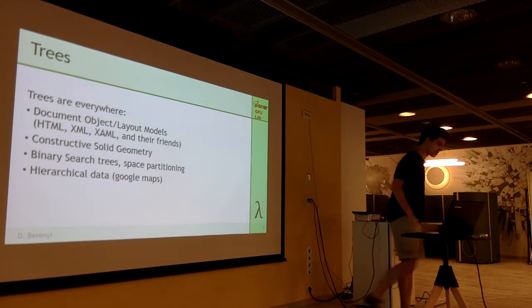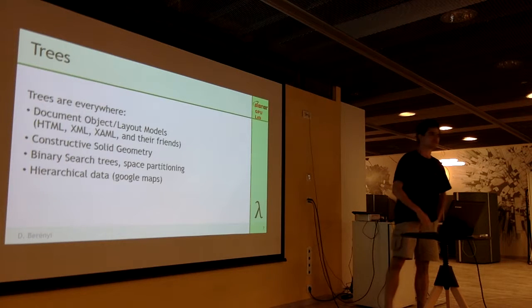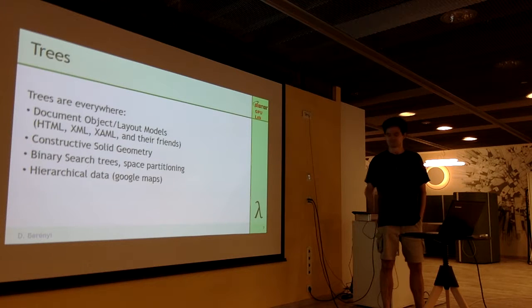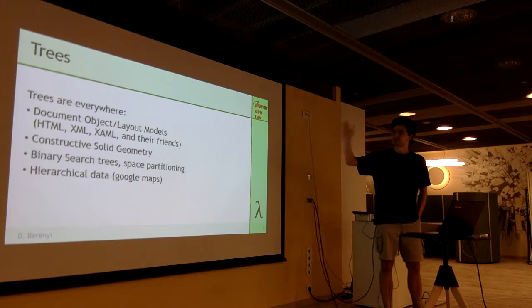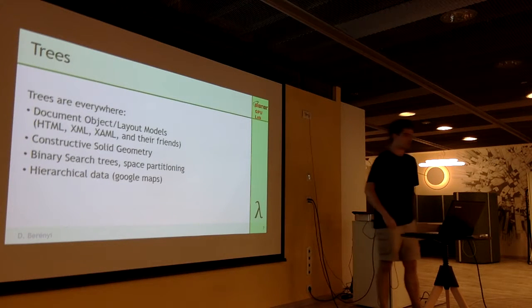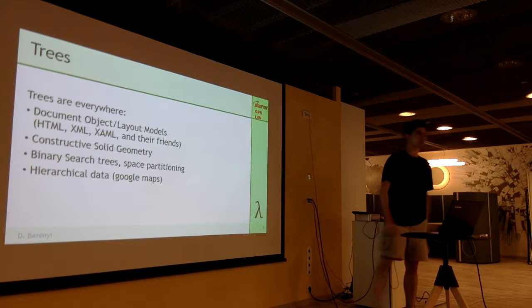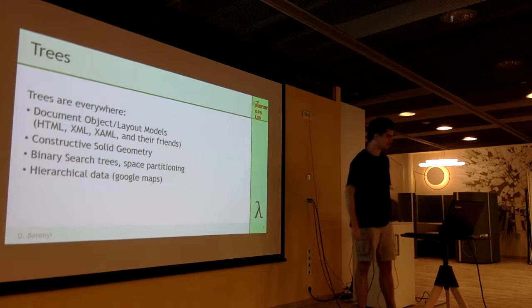Now, I would like to talk about trees for most of this talk. Trees are everywhere. Just think about the document object and layout models that are used everywhere, from Word and text document editors, and also on the web, describing UI and other stuff. If you are thinking about 3D modeling and geometry, there is constructive solid geometry, building different shapes by combining primitive ones with Boolean operations. And of course, there are binary search trees and space partitioning stuff.